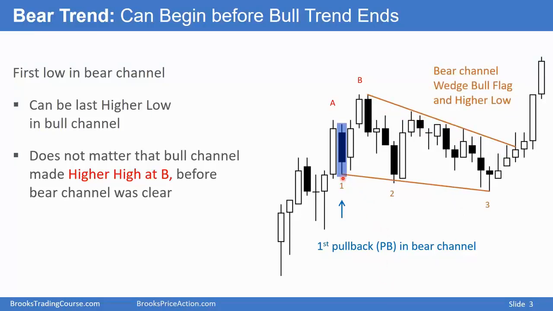For the bears, they see this as a wedge bull flag. 3 pushes down. 1, 2, 3. It does not matter that the high of the bull trend came after the start of the bear trend. At this point, we have a bull trend and the beginning of a bear trend. You did not know it here, but after this and after that, you look back to the left and say, where did the bear trend begin? It probably began right here, even though the bull trend was still in effect.